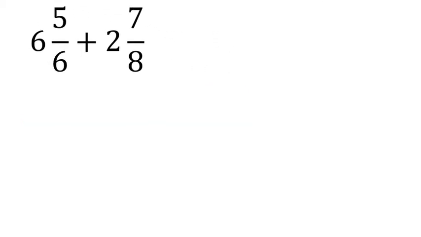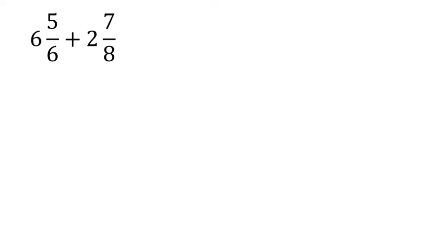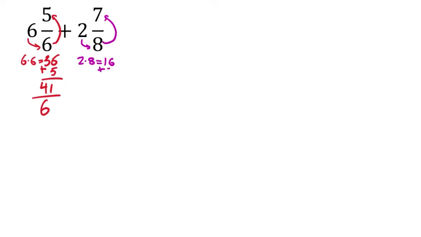Perform this operation, just addition of these mixed numbers, no problem. I'll use some cycle method to change these into improper fractions. So 6 times 6, which is 36, plus the 5 numerator makes that 41. That was a 36, by the way. 41 sixths. And then over here with the 2 times 8, that's 16. And then plus the 7 numerator makes that 23 right there. Yeah, 23 eighths. So this is my new problem, 41 sixths plus 23 eighths.